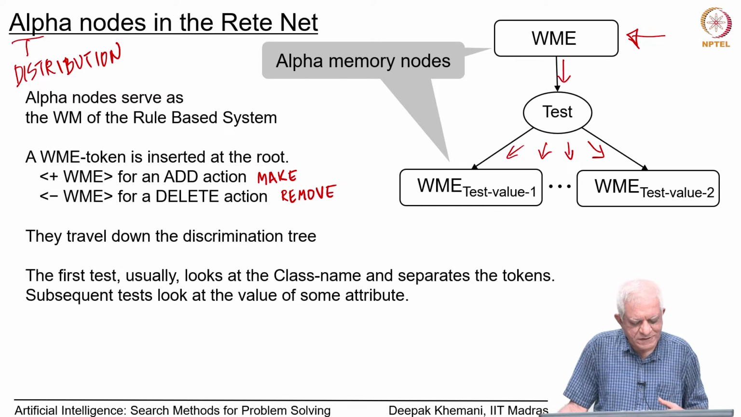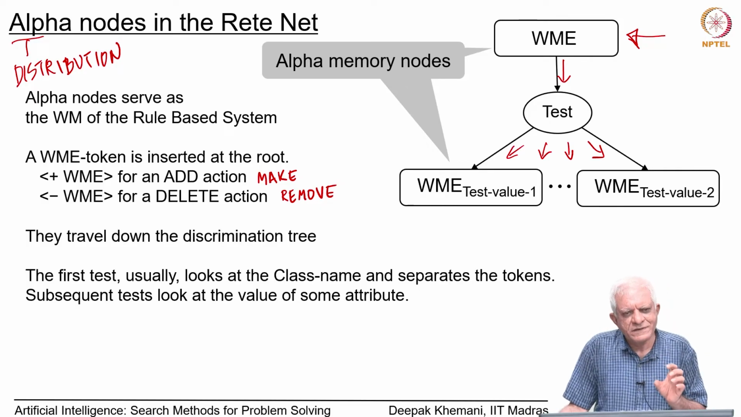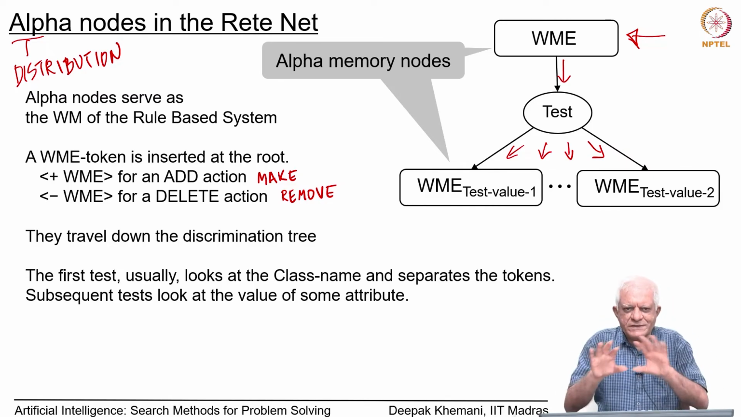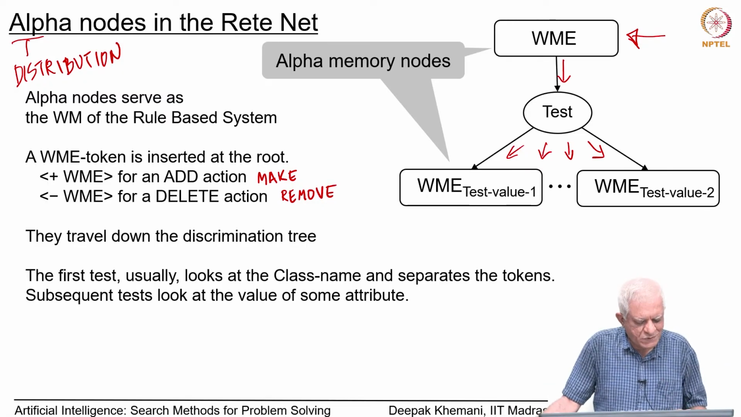They travel down the discrimination tree and find some location. The first test in a Rete network typically looks for the class name. So, we had different class names, like next rank, or student name, or course, or whatever the class name may be. We first separate the tokens for different classes and then of course look at the attributes and so on.